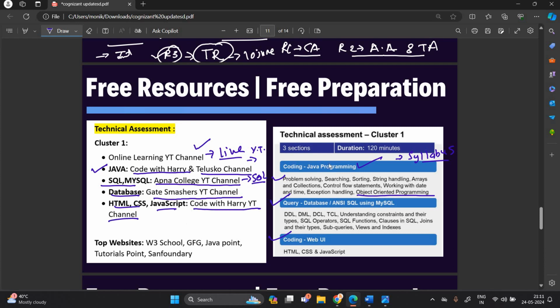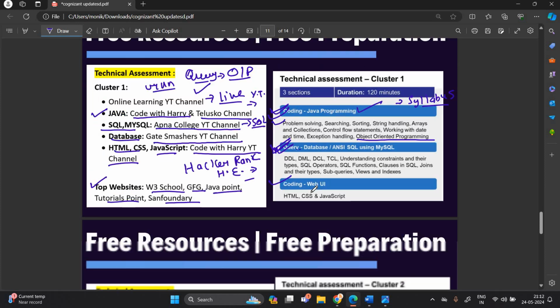For coding and Java programming, I suggest you choose one platform, that is HackerRank, HackerEarth or any platform. Suppose you are practicing on LeetCode or any other platform, but practice. You also have to practice query based questions, like this is the query, what is the output for that, run this query, update this query. This type of question will be asked. Top websites are W3Schools, GFG, JavaTpoint, TutorialsPoint and Sun Foundry. That is related to technical assessment cluster 1.